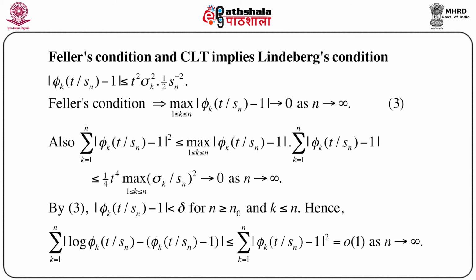Also, Σ_{k=1}^n |φ_k(t/s_n) − 1|² is less than or equal to, taking one term outside, the maximum over k between 1 and n of |φ_k(t/s_n) − 1| times Σ_{k=1}^n |φ_k(t/s_n) − 1|. And doing again a little bit of algebra, we can show that this entire quantity is less than or equal to t⁴/4 times the maximum over k between 1 and n of (σ_k/s_n)², and by Feller's condition this goes to 0 as n goes to infinity.